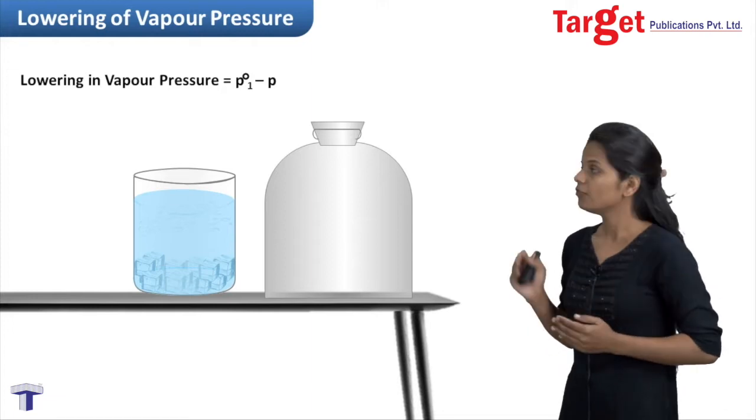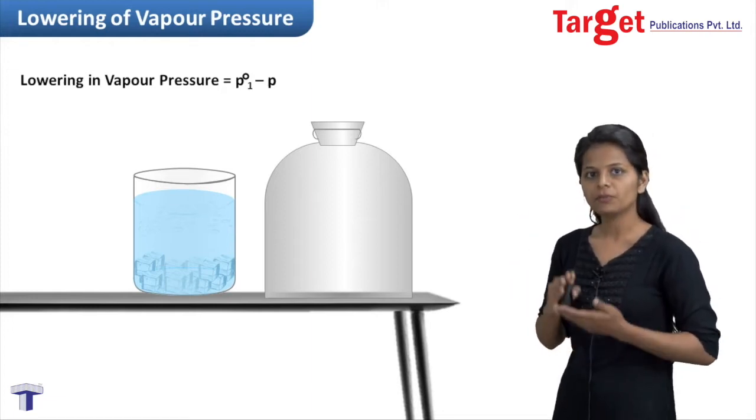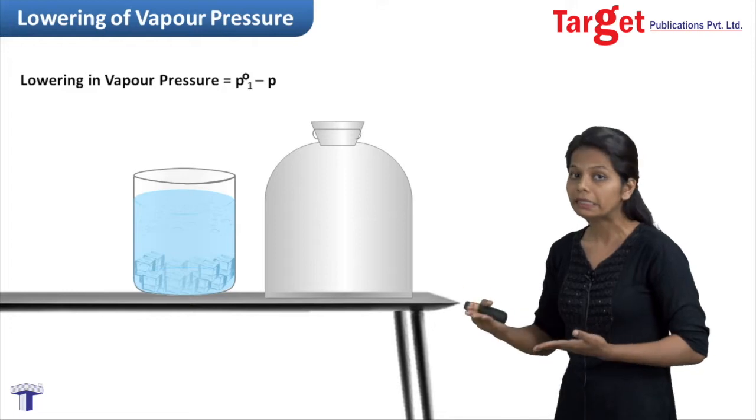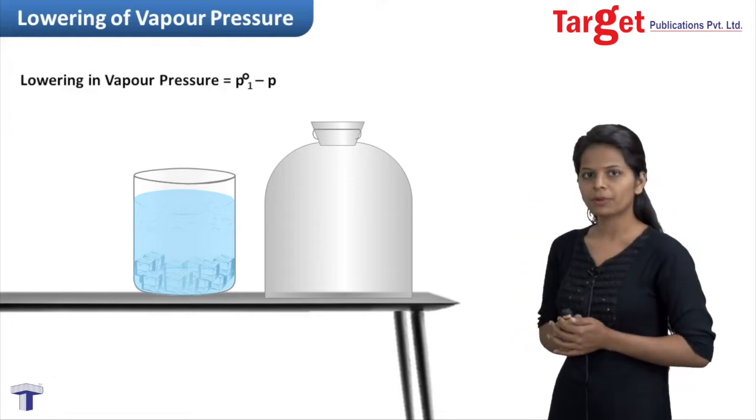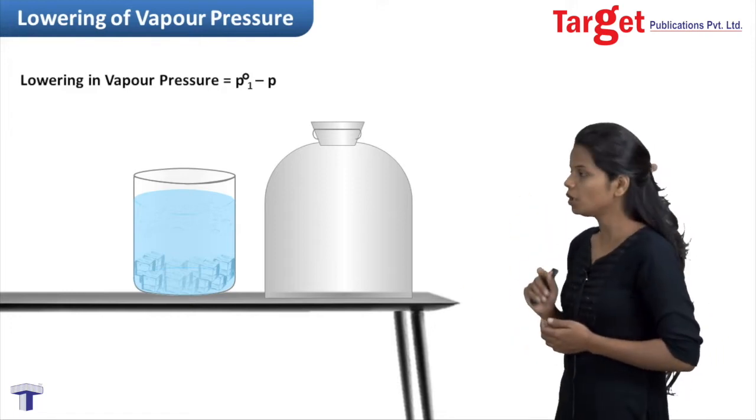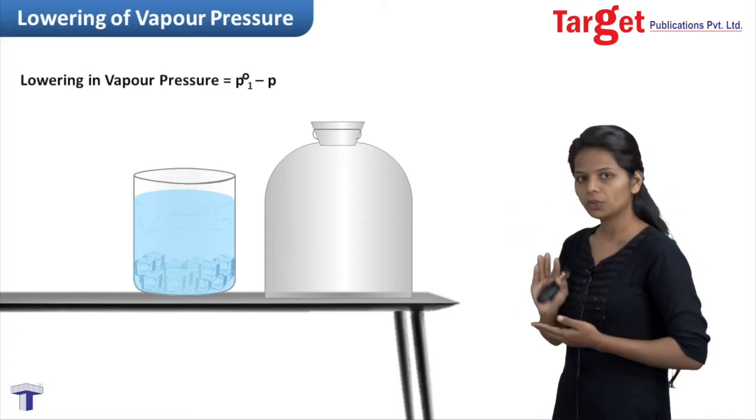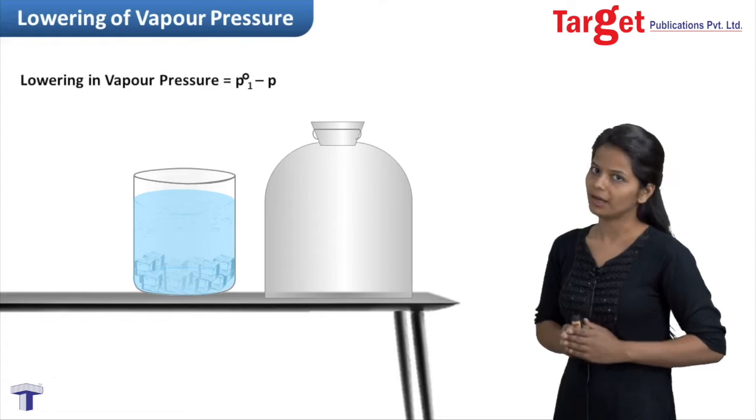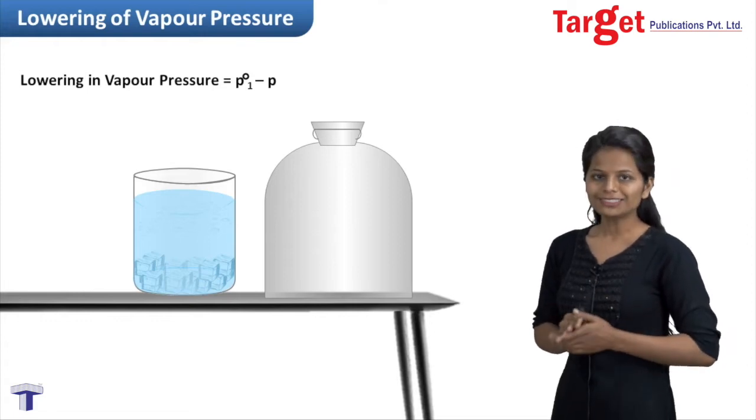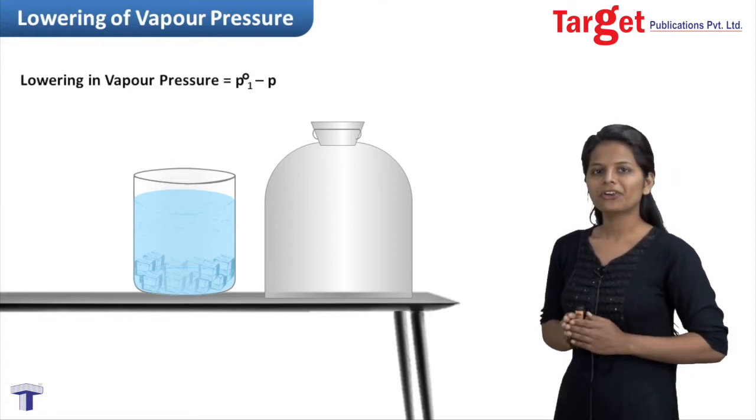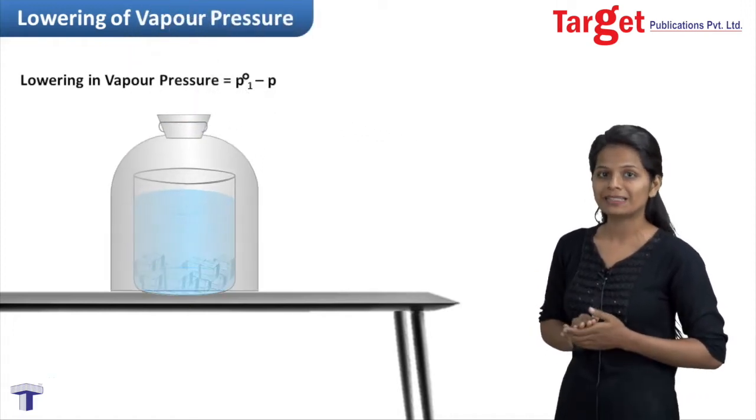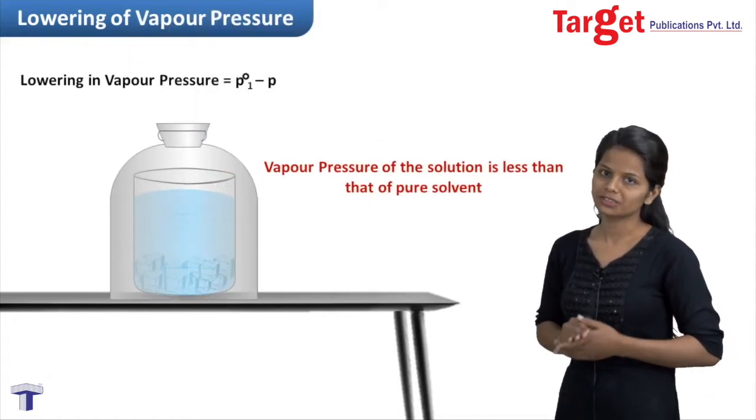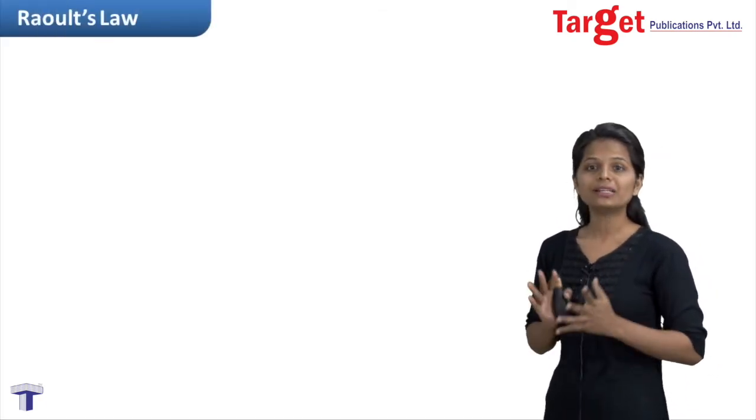That's why when we add a solute to the pure solvent, the vapor pressure of the solution decreases, and the lowering of vapor pressure will be called P01 minus P, where P01 is the vapor pressure of the pure solvent and P is the vapor pressure of the entire solution. So, by this we understood that the vapor pressure of a solution will always be less than the vapor pressure of the pure solvent. Now, based on these phenomena, two scientists have proposed two different laws. The first law is Raoult's law.